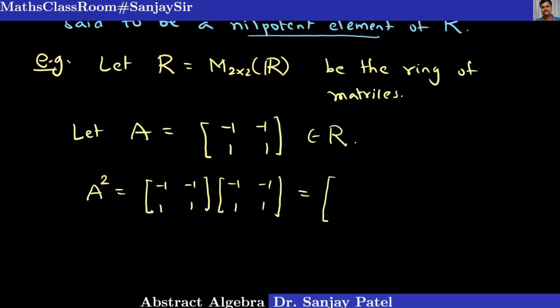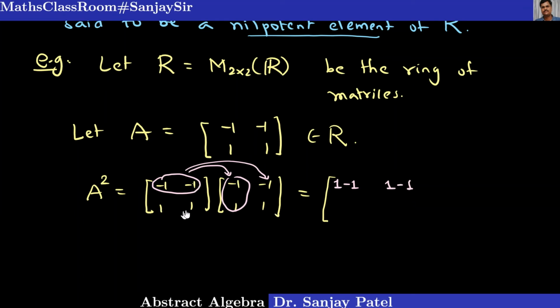Let me take this. This row is to be multiplied with this column. So we'll get -1 into -1, that is +1, and -1 into 1 is -1. Then again this row is to be multiplied with the second column to write the second element. So -1 into -1 is +1, and -1 into +1 is -1.